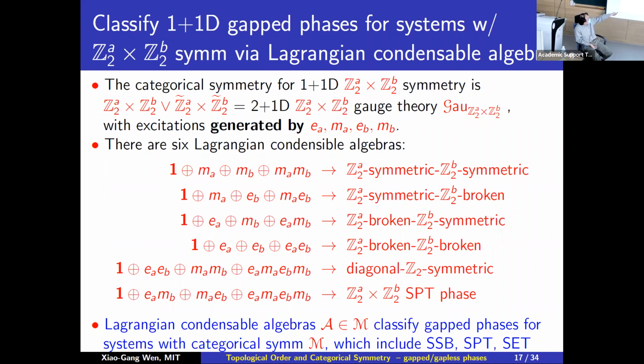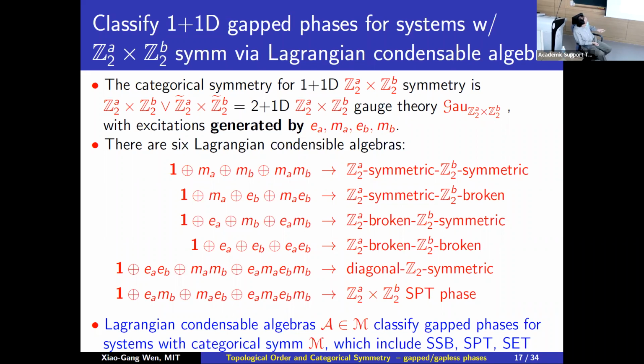Then this one describes a symmetric state: both Z2A symmetry and Z2B symmetry are not broken. And here we can condense EB but not condense EA. That means the second Z2B is broken, but Z2A is not broken. So you can see that by designing the Higgs condensation, we say which symmetry is broken or not broken. So it's pretty normal. What's new? That's Higgs condensation, symmetry breaking.